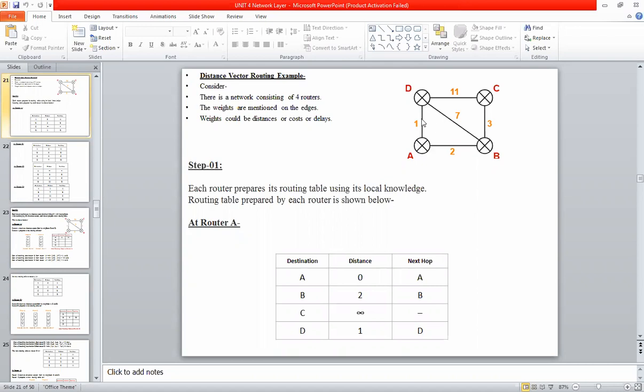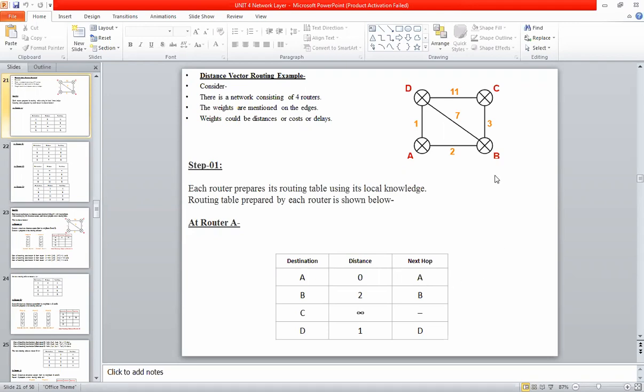Is there any station connected from router A to reach another destination? No, no station is connected. For router A itself, the next hop will be the same. The hop is nothing but how many stations we are crossing. That is the same, that is A.